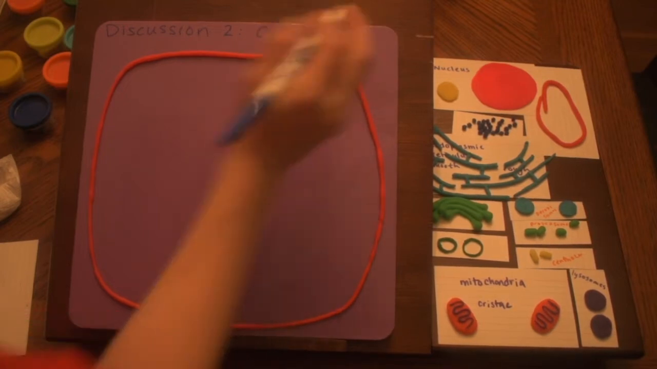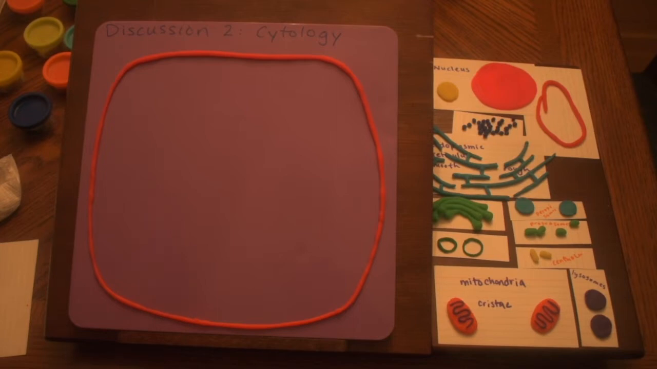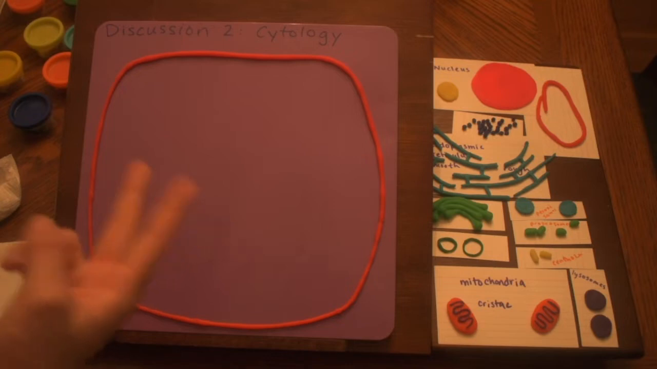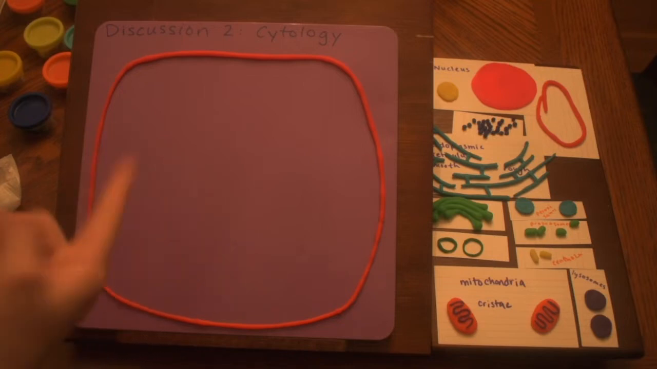So in the hierarchy of body organization, cells are the first to display characteristics of life. The basic components of a cell are the plasma or cell membrane, which we have right here, the cytoskeleton, and the cytoplasm. So let's start with the plasma membrane.